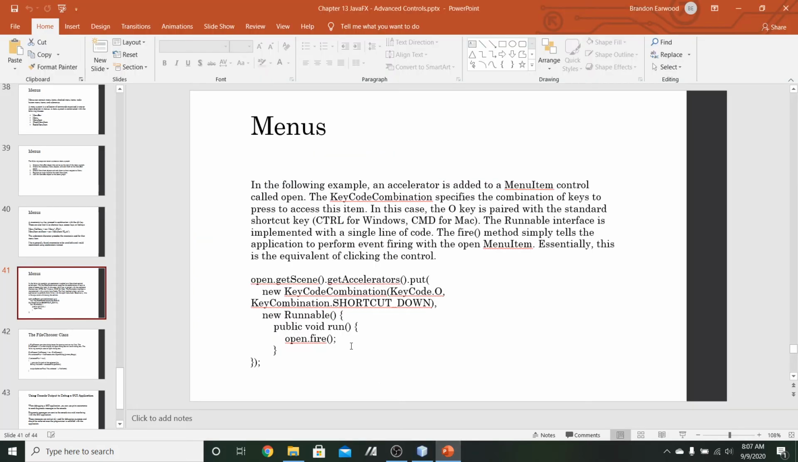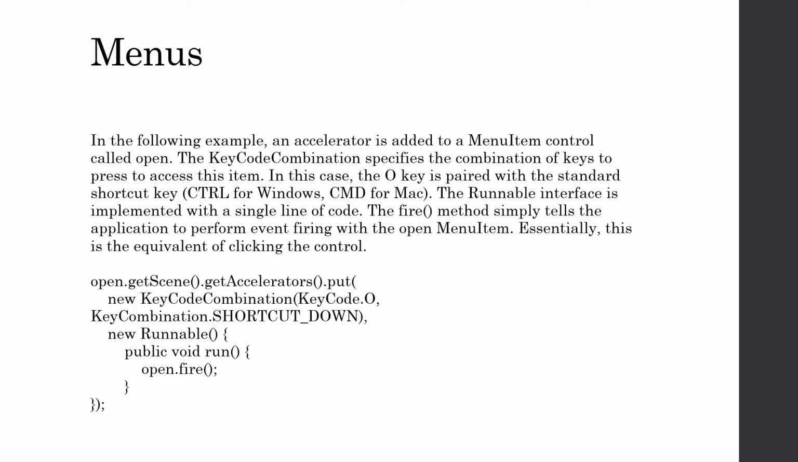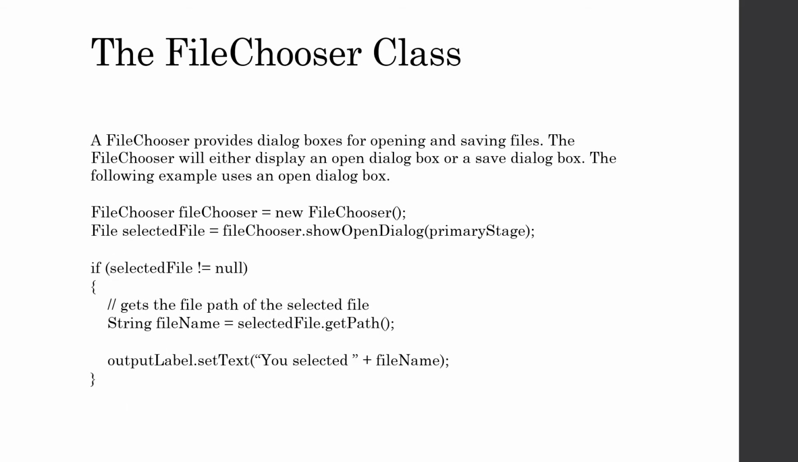So now that we've seen that, I want to add some behavior for my open and save menu items. In order to do that, we'll need to introduce the FileChooser class. A FileChooser is going to provide a dialog box for either opening or saving a file. The FileChooser will either display an open dialog box or a save dialog box. The example I've included right here shows the open dialog box.